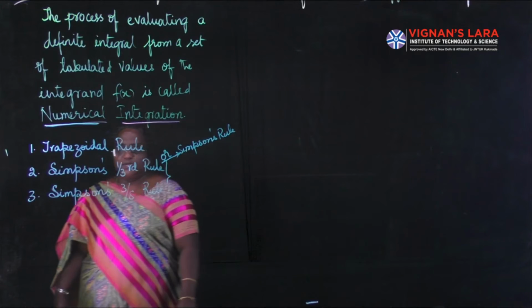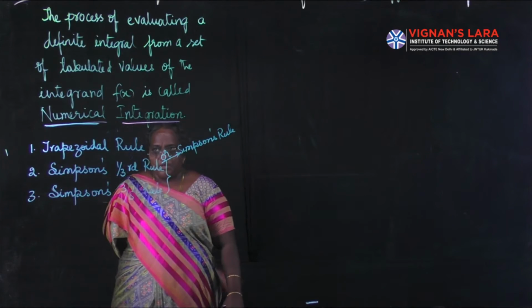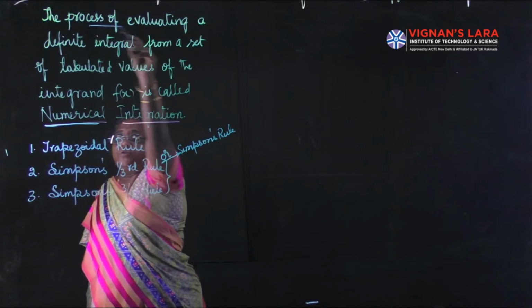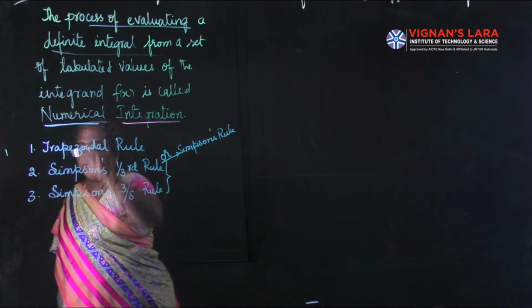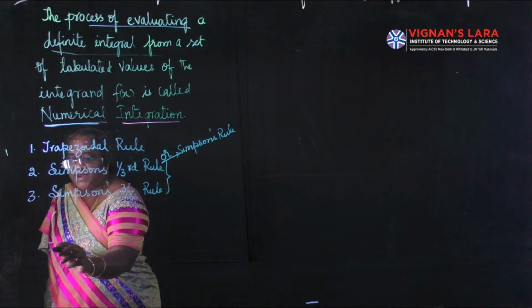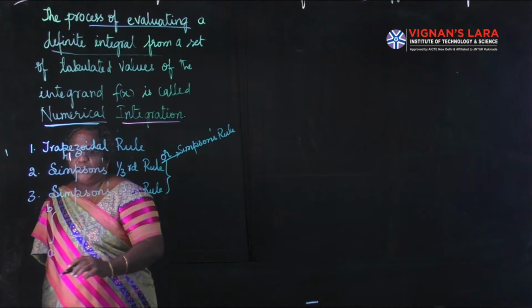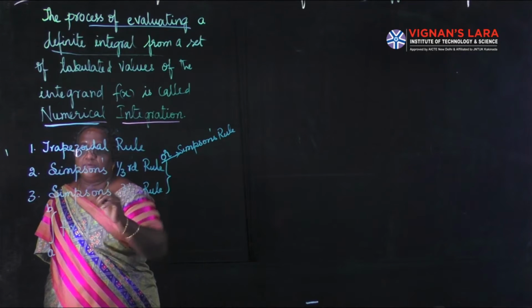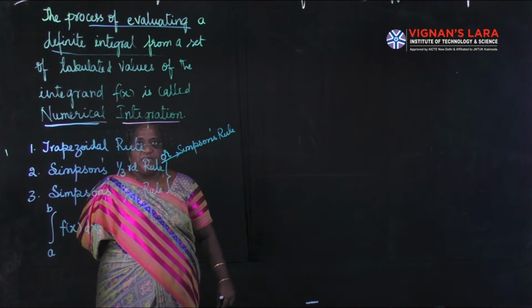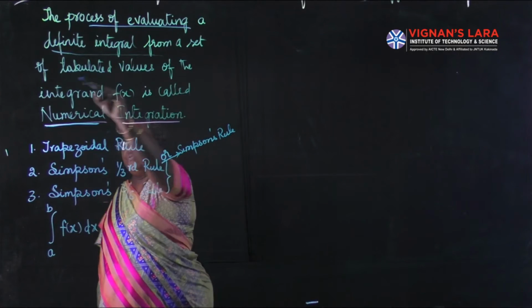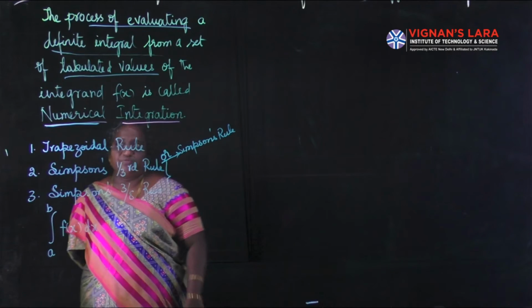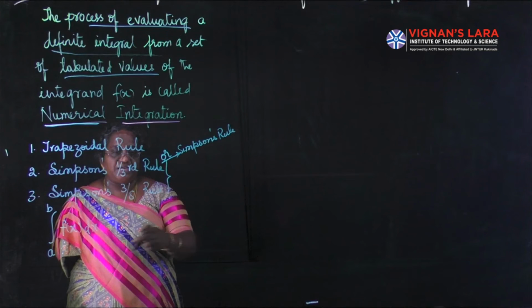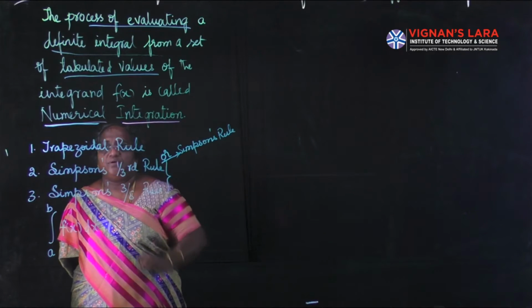So what do these rules say? What is numerical integration? It is the process of evaluating a definite integral. Suppose we have to evaluate the integral a to b f of x dx, from a set of tabulated values of the integrand. You will be given an interval, and you have to divide the interval according to the rule.